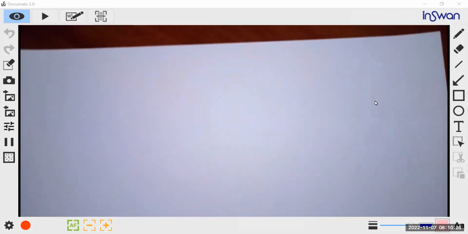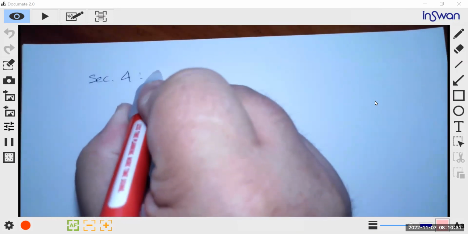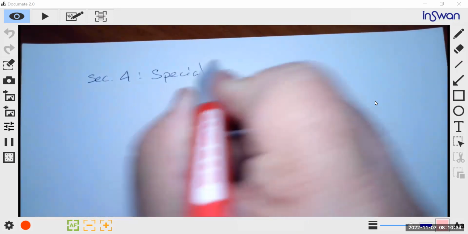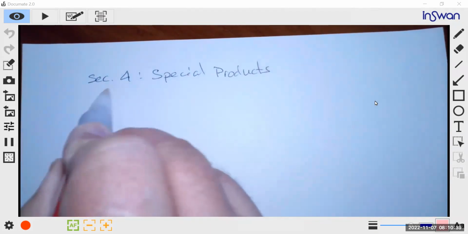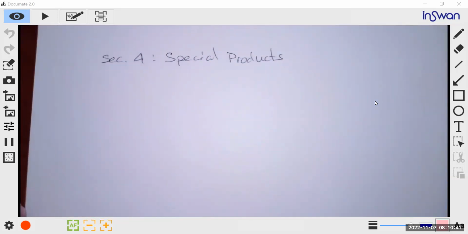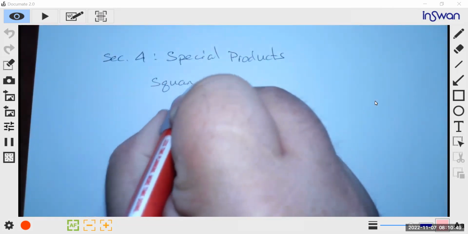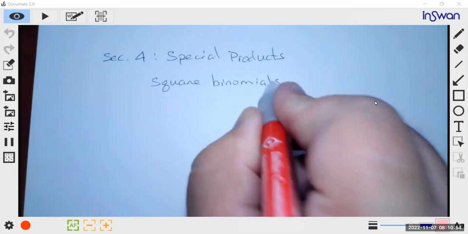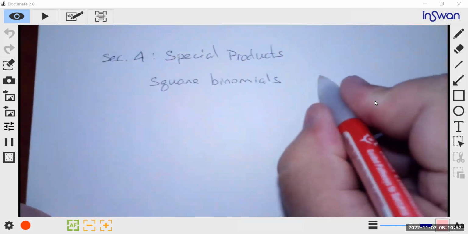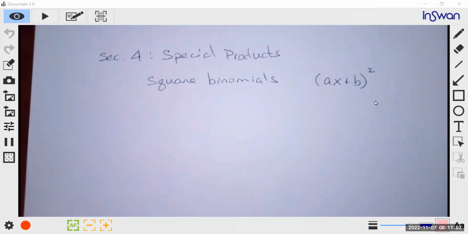Section 4 dealt with special products. We didn't discuss these yet. I was going to go through those today. I'll make sure everybody knows how to multiply them together. Here we're talking about square binomials. In other words, if I had something like this and I square it, what does that mean?